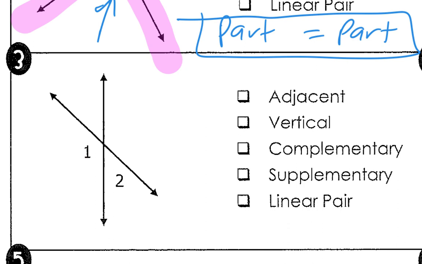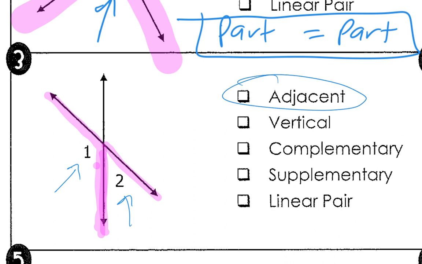Okay, what do we know about number one and number two? Number one and number two share this side in between, right? If that one's one, and that's one right there, and then two is like this, that means they would share this side, right? So we're going to say that those are adjacent angles. They are adjacent.